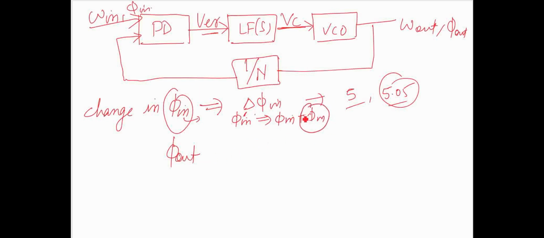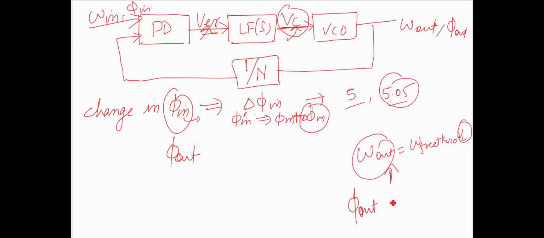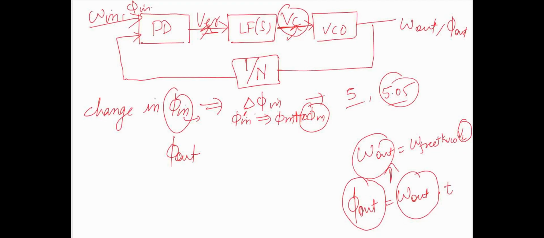Because of this delta phi in, there will be an increment in VC. Then V error will increase, then VC will increase. And you know that omega out is equal to omega free plus KVCO dot VC. Since VC increased, omega out also increased. And you know that phi out equals omega out times T. Since omega out increased, phi out increased by the same amount. So there is no change in phase error; phase error is still constant.